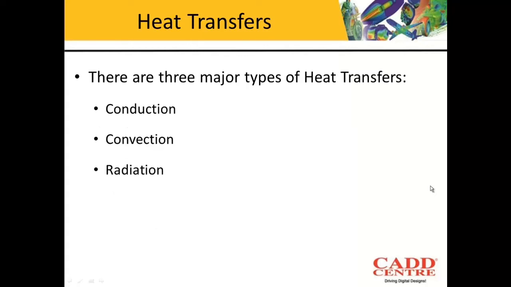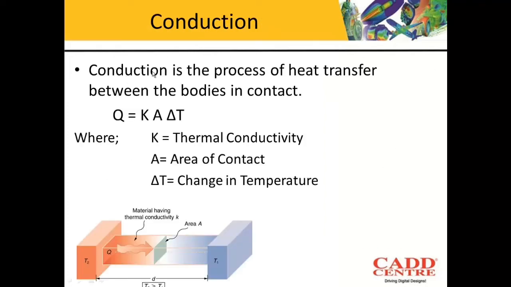So let us talk about the heat transfers first. What are the different types of heat transfers? There are three major types of heat transfers: conduction, convection, and radiation. So let us discuss conduction first. Conduction is the process of heat transfer between the bodies in contact. Whenever two bodies are directly in contact with each other, you can see the image over here.